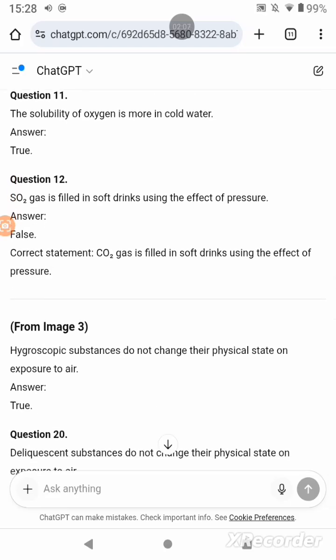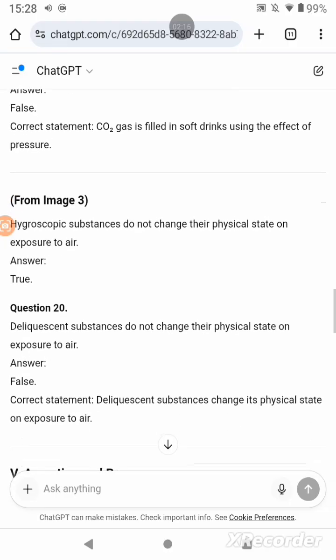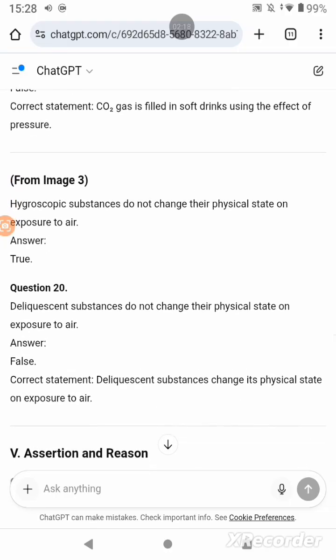Question 11. The solubility of oxygen is more in cold water. Answer, true. Question 12. SO2 gas is filled in soft drinks using the effect of pressure. Answer, false. Correct statement: CO2 gas is filled in soft drinks using the effect of pressure.